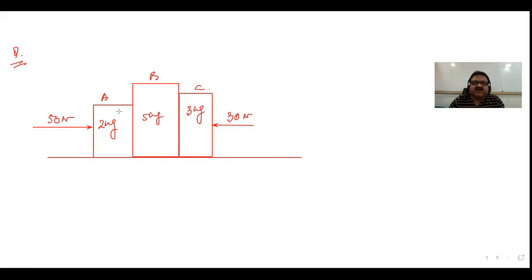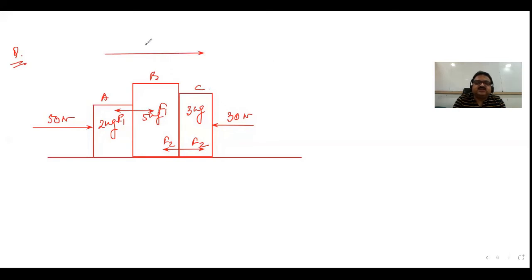So let me draw the contact forces first. As I told you earlier, the contact forces must be equal in magnitude and opposite in direction. So let's mark this. For A and B, suppose the contact forces are F1, and for B and C it is F2. And what is the direction of acceleration of the system? Draw the acceleration in this diagram, towards the right, because 50 Newton is more than 30 Newton.